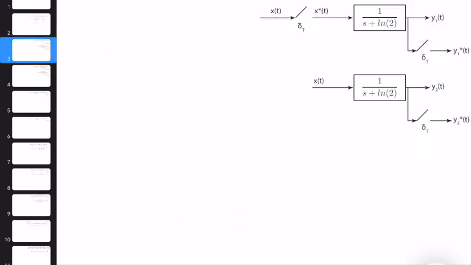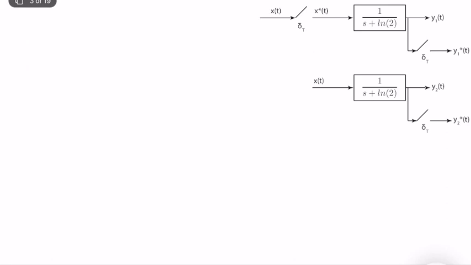So we have a nice example here. The first one is the typical one. It's my original pulse transfer function block diagram. We have input x star of t. We have a transfer function which says 1 over s plus ln 2. We have an output y1 of t, and then we sample y1 to obtain y1 star of t. In the second case, we don't sample x, we directly supply it to the system. It's the same system. We have y2 and we sample y2 again.